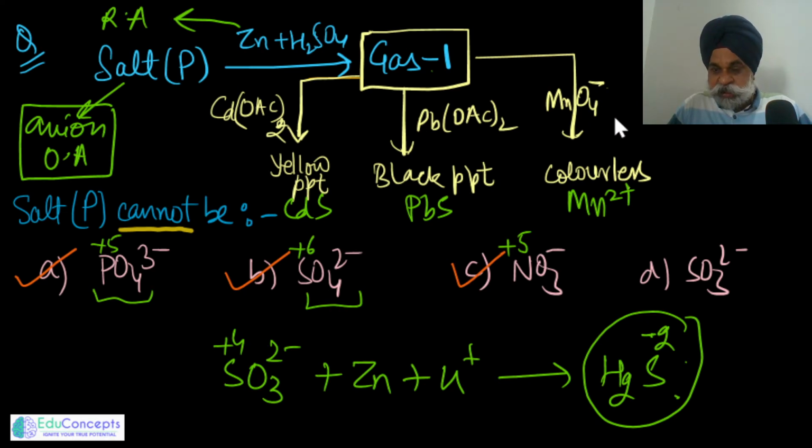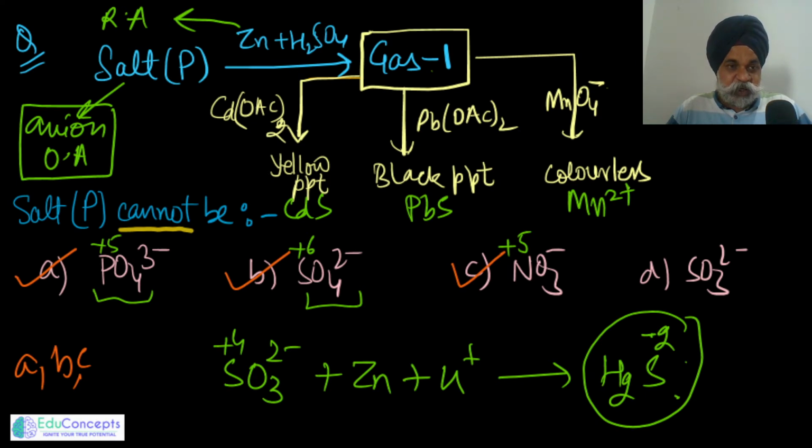So the point here is, the answer to this question would be sulfite ion, because on reduction it gives you H2S. The question is asking which salt P cannot be, so the answer would be A, B, C. I hope you have understood what I tried to say. Zinc, when treated with nitrate and sulfate, may reduce them, but they would not produce H2S gas. That is the point to be kept in mind.